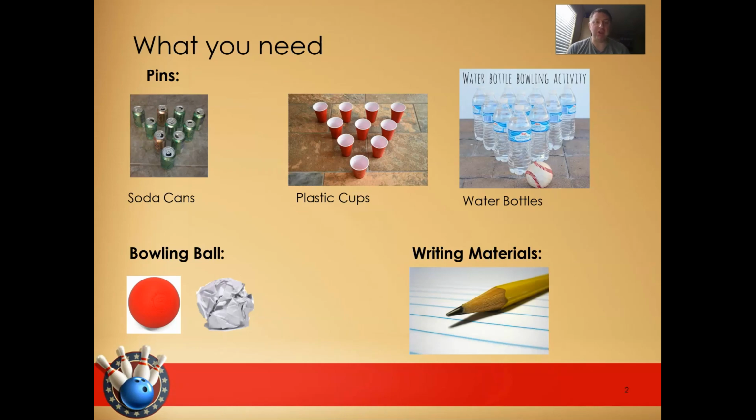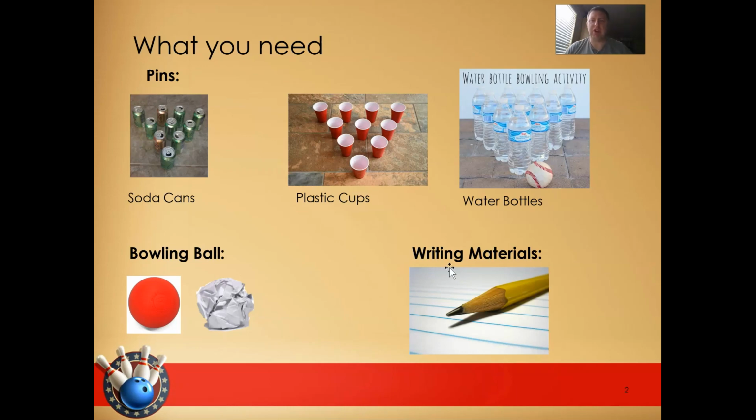Here's what you need. You need some pins. They can be soda cans, plastic cups, water bottles, anything that will knock down. If you have a toy bowling set, great, you're all set up. You also need a bowling ball, so any ball will work. If you don't have a ball, you can even crumple up some paper and try to knock over some pins with that. And writing materials so that you can write those really smart subtraction sentences.